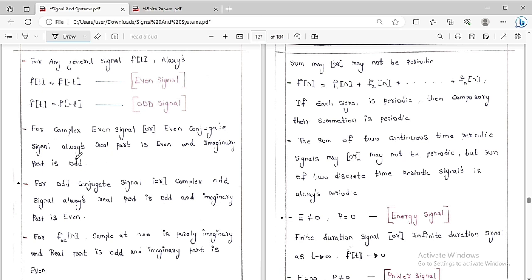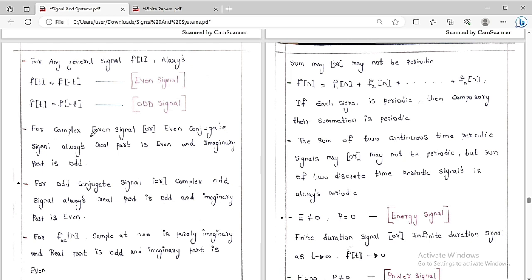The next point is, for a complex even signal or even conjugate signal, the real part is always even and the imaginary part is odd. I've already told you this many times. For a complex even signal or even conjugate signal, always the real part is even and the imaginary part is odd in nature.